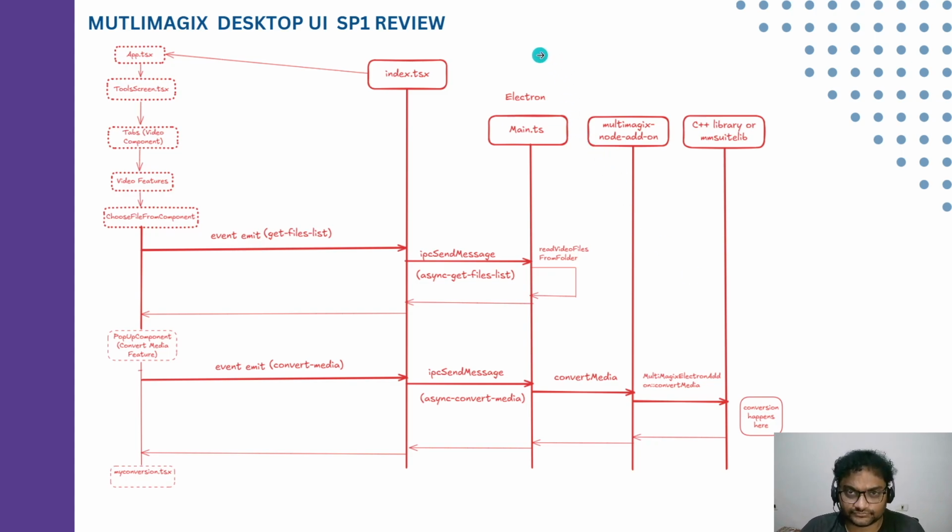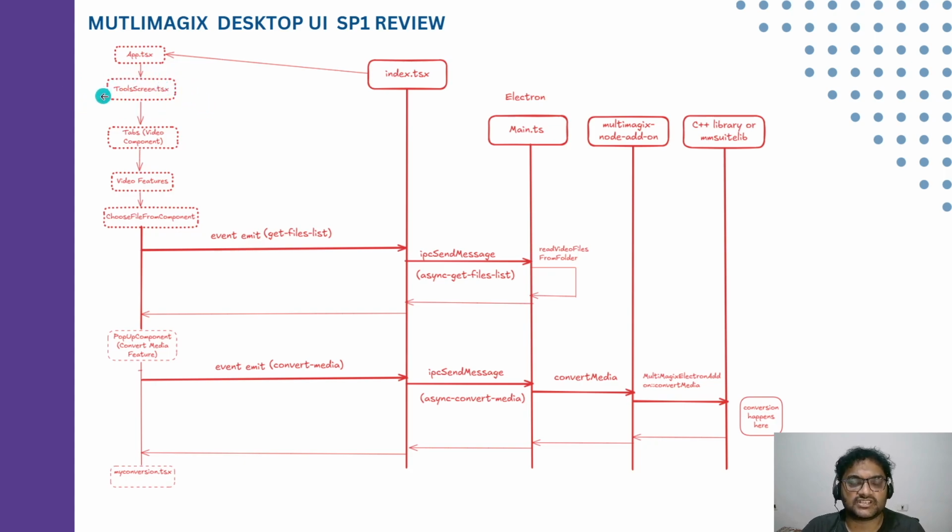So as you know, Multimagic's desktop application is a React and Electron application. As a part of the React, we have the index.tsx file. Whenever the user launches the desktop application, it immediately calls the app component, and this app component has routing for different screens, and the default screen is the tool screen.